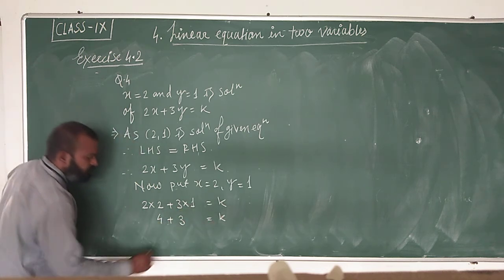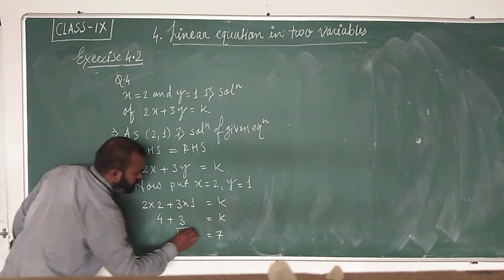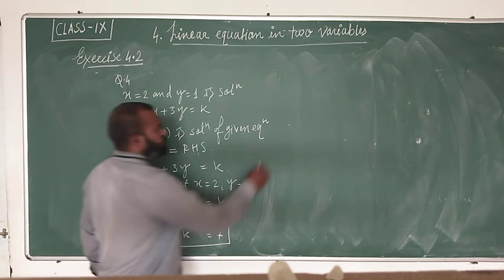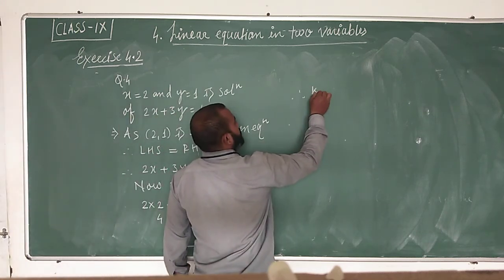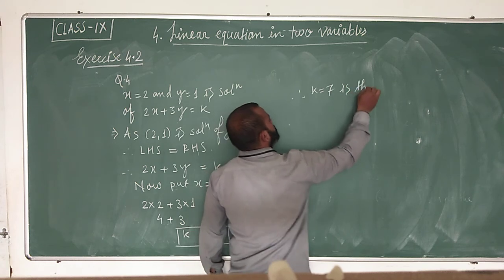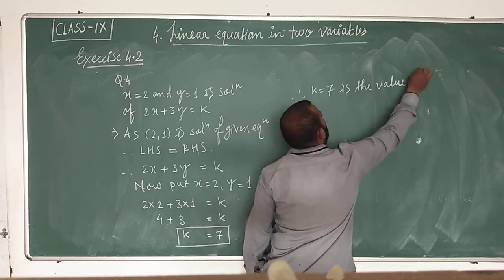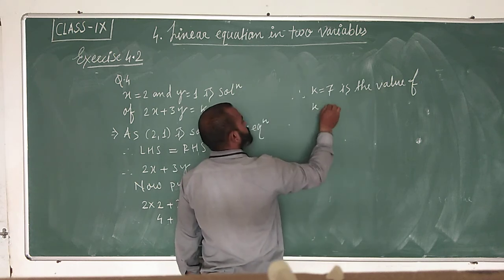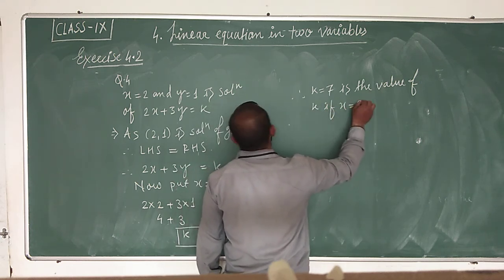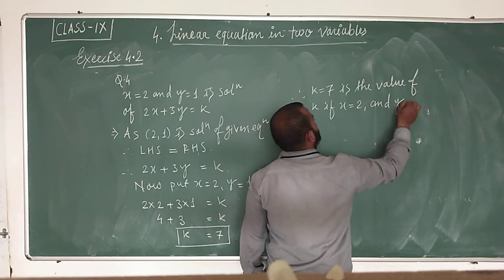Here also we have to write the answer in words. Therefore k equals 7 is the value of k if x equals 2 and y equals 1 is a solution of the given equation.